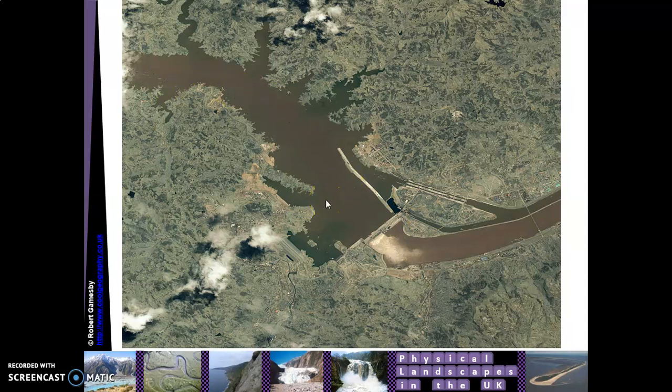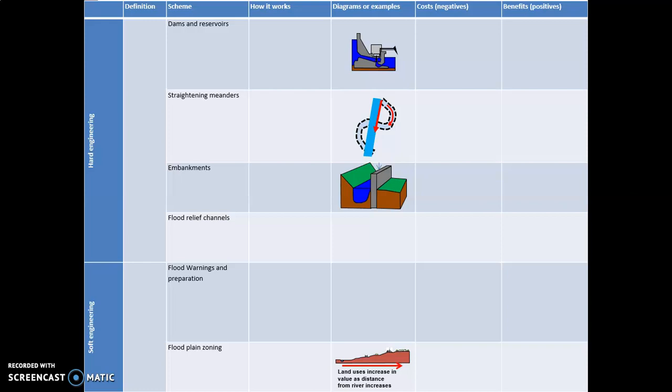Another problem with reservoirs and dams is it floods the areas behind the dam, which can obviously mean that people have to move. It destroys farmland, it destroys forest, it destroys habitats, which is also an issue.